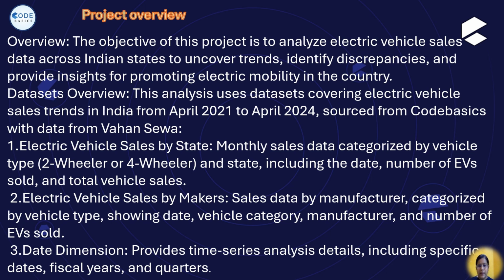Electric vehicle sales by state: monthly sales data categorized by vehicle type and state, including the date, number of EVs sold and the total vehicle sales. Electric vehicle sales by makers: sales data by manufacturer categorized by vehicle type, showing date, vehicle category, manufacturer, and EVs sold. And the date dimension provides time series analysis details including dates, fiscal year and quarter.